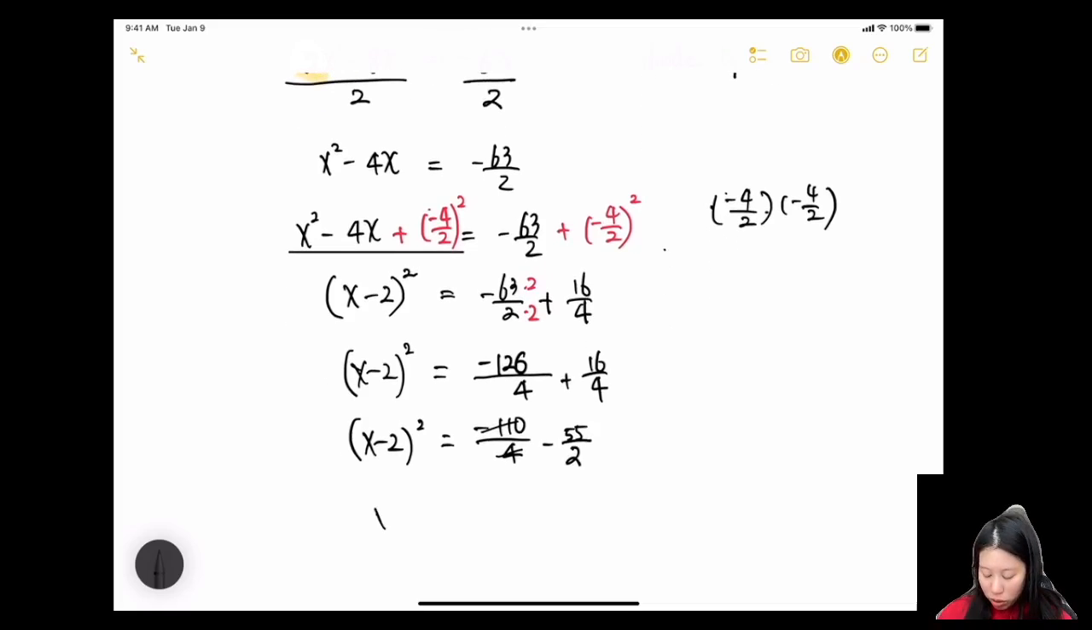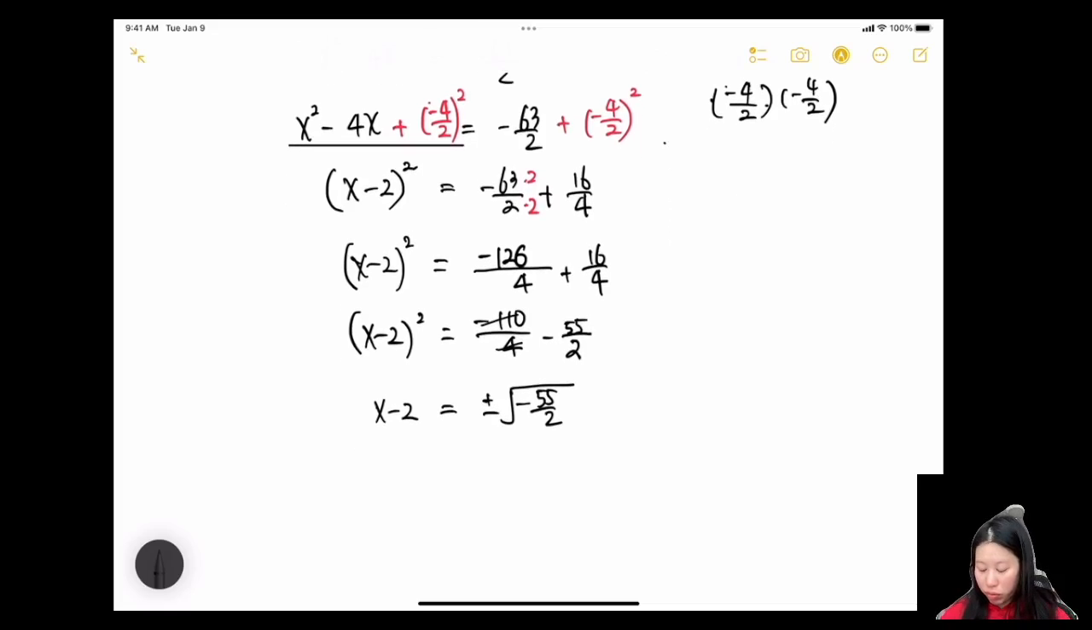Now we can take the square root on both sides. We have a positive and negative square root of negative 55 over 2. You can pull the i out, which is x minus 2 equals positive and negative square root of 55 over 2 times i. That's how you pull the square root of negative 1 out. Okay, we still need to rationalize the denominator. What do you mean by rationalize?